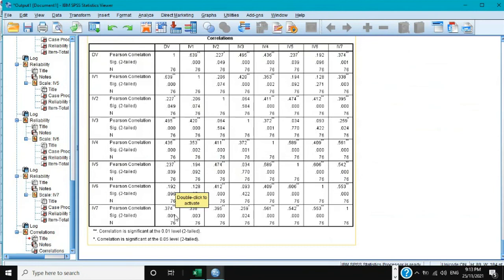If we look at IV7, we have two asterisks indicating the correlation is significant at the 0.01 level. The most important thing is for you to look at the asterisk, and if there is no asterisk, it indicates there's no relationship between IV6 and DV.